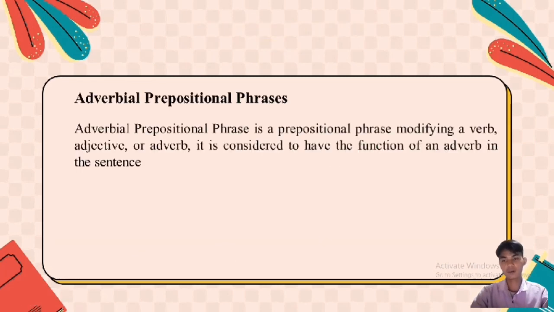And then we learn about the adverbial prepositional phrase. An adverbial prepositional phrase is a prepositional phrase modifying a verb, adjective, or adverb. It is considered to have the function of an adverb in the sentence.